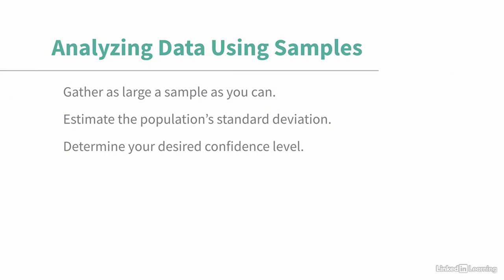From there, you can estimate the data population's standard deviation based on that sample. And then you determine your desired confidence level. Do you want to be 90% confident in your result? Do you want to be 95% confident? 98, 99? It all depends on how precise you want to be. From there, you can calculate your margin of error, and that will tell you, at your given confidence level, how much above or below your values will be.